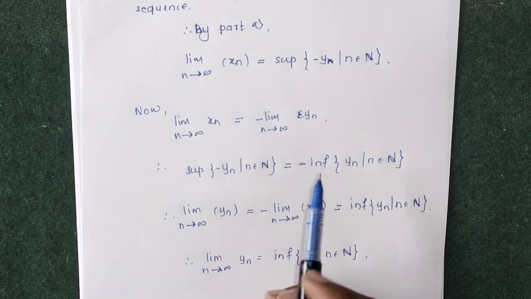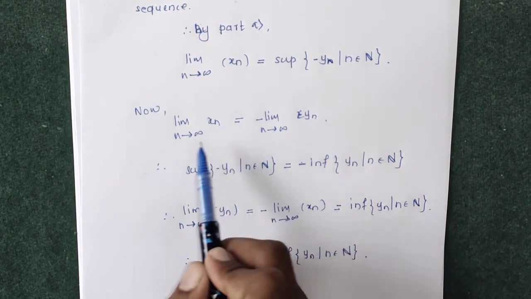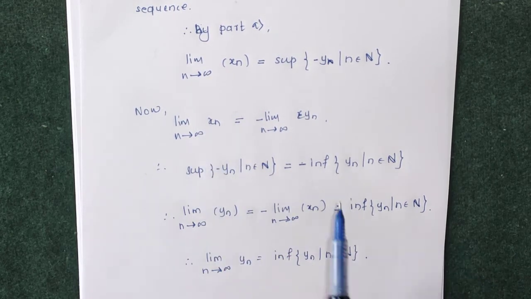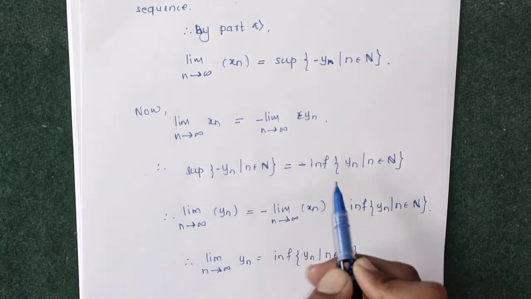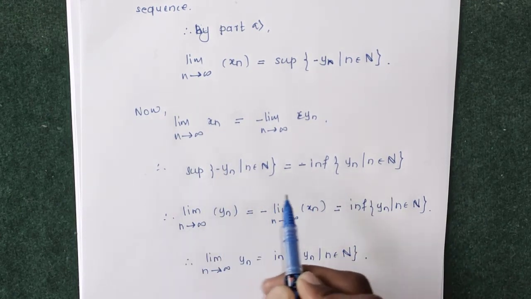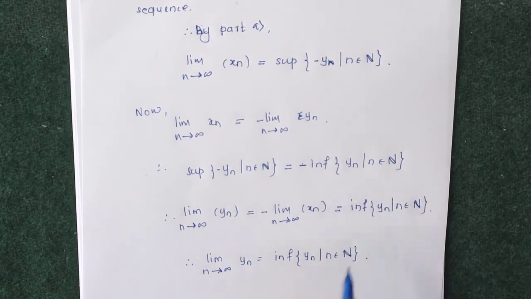We have to prove the limit n tends to infinity of yn. This limit of yn is equal to minus of limit n tends to infinity xn, and limit n tends to infinity xn is this supremum, and supremum is equal to minus infimum. If we multiply, minus of minus becomes plus. So limit n tends to infinity yn is equal to this infimum. Hence, the proof of the second part of this monotone convergence theorem.